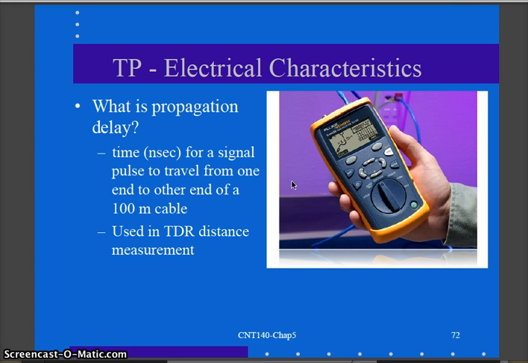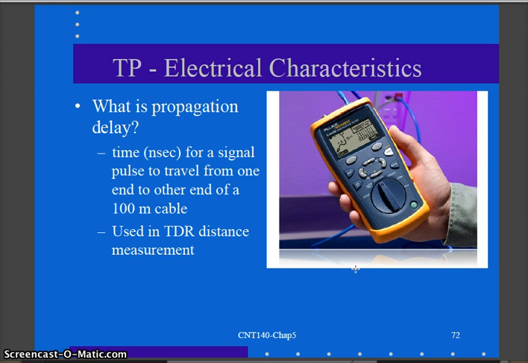If I know it takes so many nanoseconds to go through 100 meters of cable, I can now use a meter called a TDR, time domain reflectometer. I can use a special meter, a TDR meter, and I can now hook it into a cable, send a pulse down. When it hits the other end and bounces back, I can time that, and then I can use some math and say, well, it took me so many nanoseconds, so this cable has to be 63 meters long. That's actually very handy.